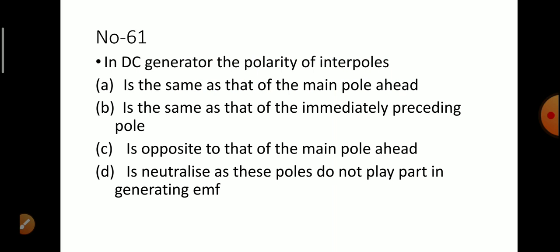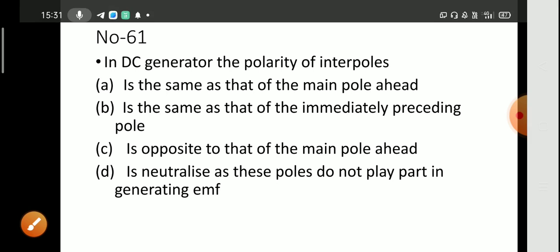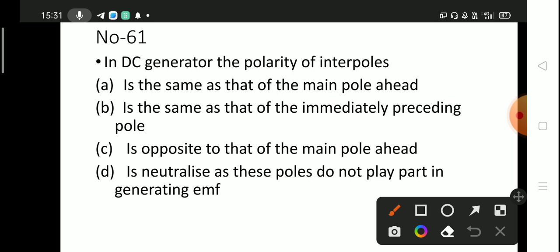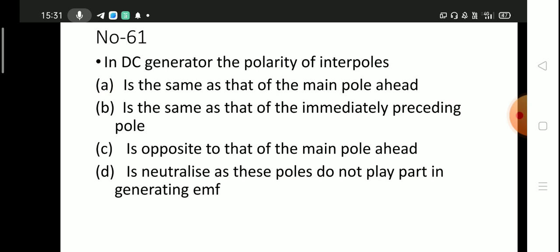Okay, let's continue. Number 61. In a DC generator, the polarity of interpoles is: A, the same as that of the main pole ahead; B, the same as that of the immediately preceding pole; C, opposite to that of the main pole ahead; D, neutralized as these poles do not play a part in generating EMF. And the answer is A, the same as that of the main pole ahead.